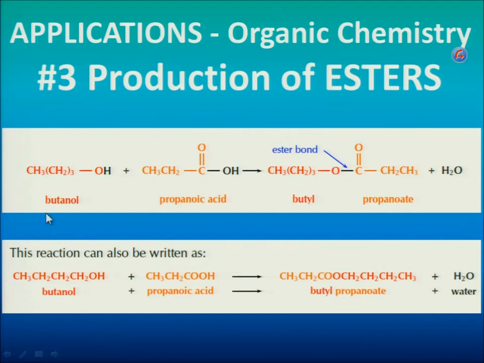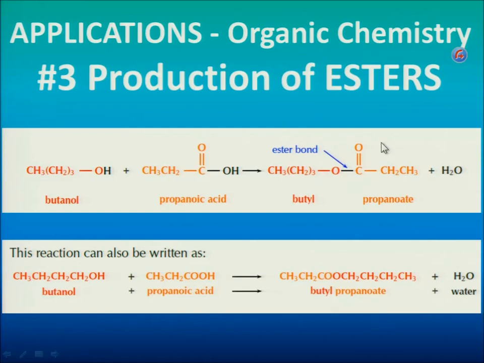Here's another example. Here we have butanol, which means we've got 4 carbons and an OH. As well as propanoic acid, which means we've got 1, 2, 3 carbons and your acid moiety. Now we're going to stick them together to form the ester. You have your alcohol part, which is giving off a hydrogen atom, and you have your carboxylic part, which is giving off a hydroxy group. The hydroxy group and the hydrogen bonds to give you water, and your carbonyl carbon bonds to the alcohol oxygen to give you an ester.